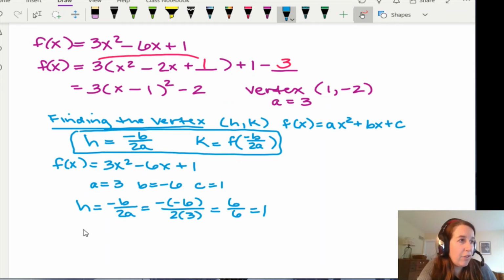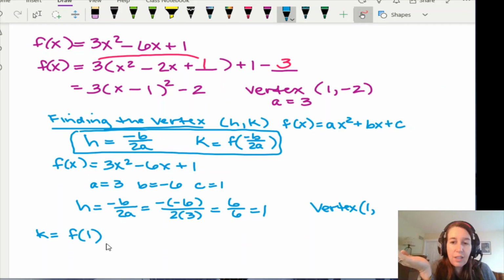All right, now for the k value, we're just going to plug in the value. So k equals the f of 1. Okay, pause there and think about that. Okay, so this is the h coordinate of the vertex, right? So in other words, here's the vertex. We already know the first coordinate is 1. To find the y value, just plug the x value into the equation. So we're doing the f of 1.